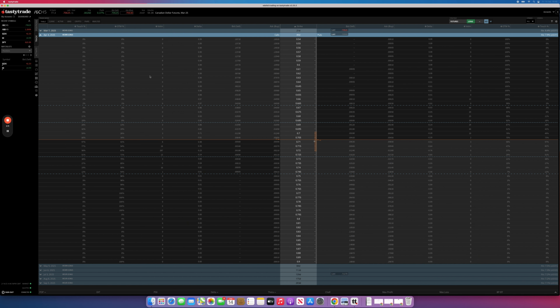We have calls on the left, puts on the right. We have our dotted blue standard deviation levels. We have this orange horizontal line that shows us where the price of the underlying is with respect to the strikes. And in the top right corner, you can see we have our IV percentage and the expected move in parentheses. And the expected move is also visually represented with this vertical orange bar.